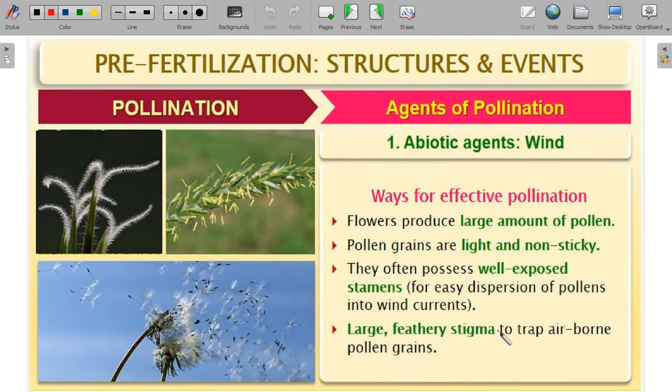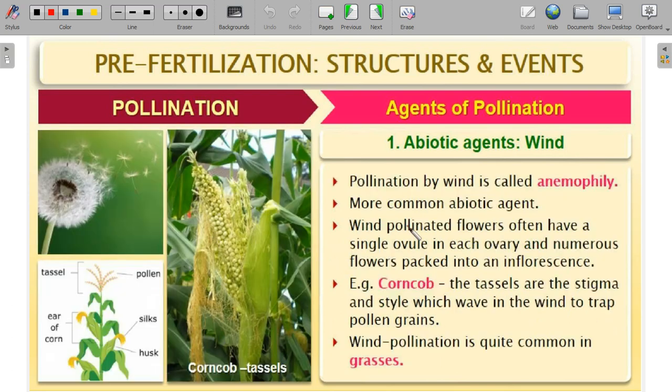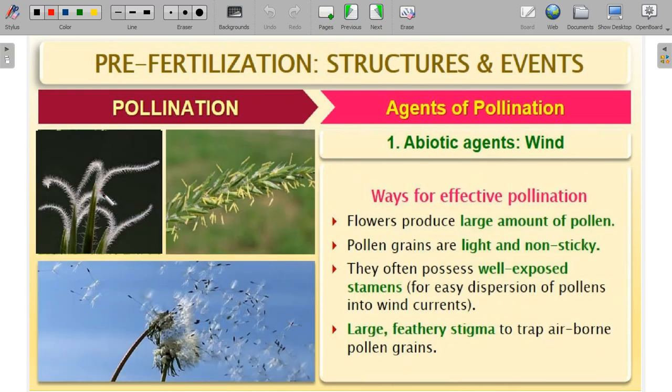The stigma will be hairy and sticky so that it can trap the pollen grains, which are carried passively by the wind currents. The flower produces a large amount of pollen grains compared to the female gametophyte. Pollen grains should be light in weight so they can be carried easily by the wind, and they must be non-sticky. That's what I told you. Here I'm blowing it off. It will go very easily. If you have done this, it's okay.